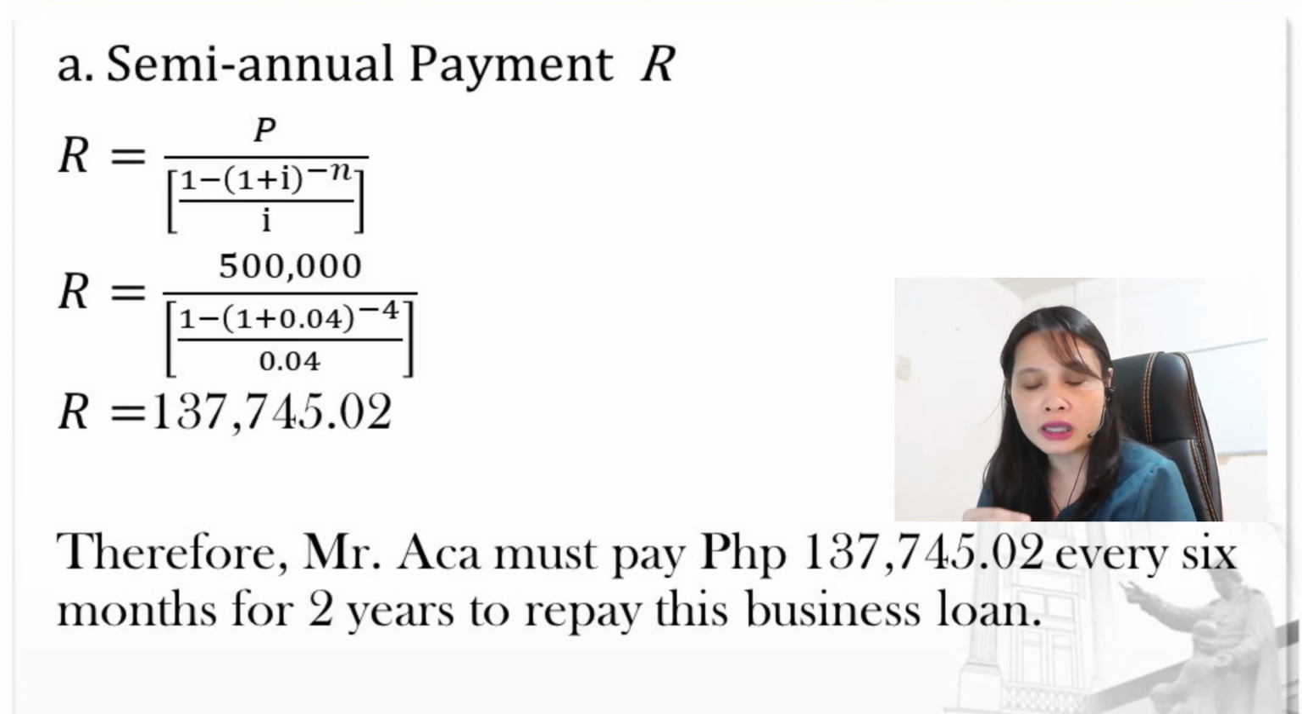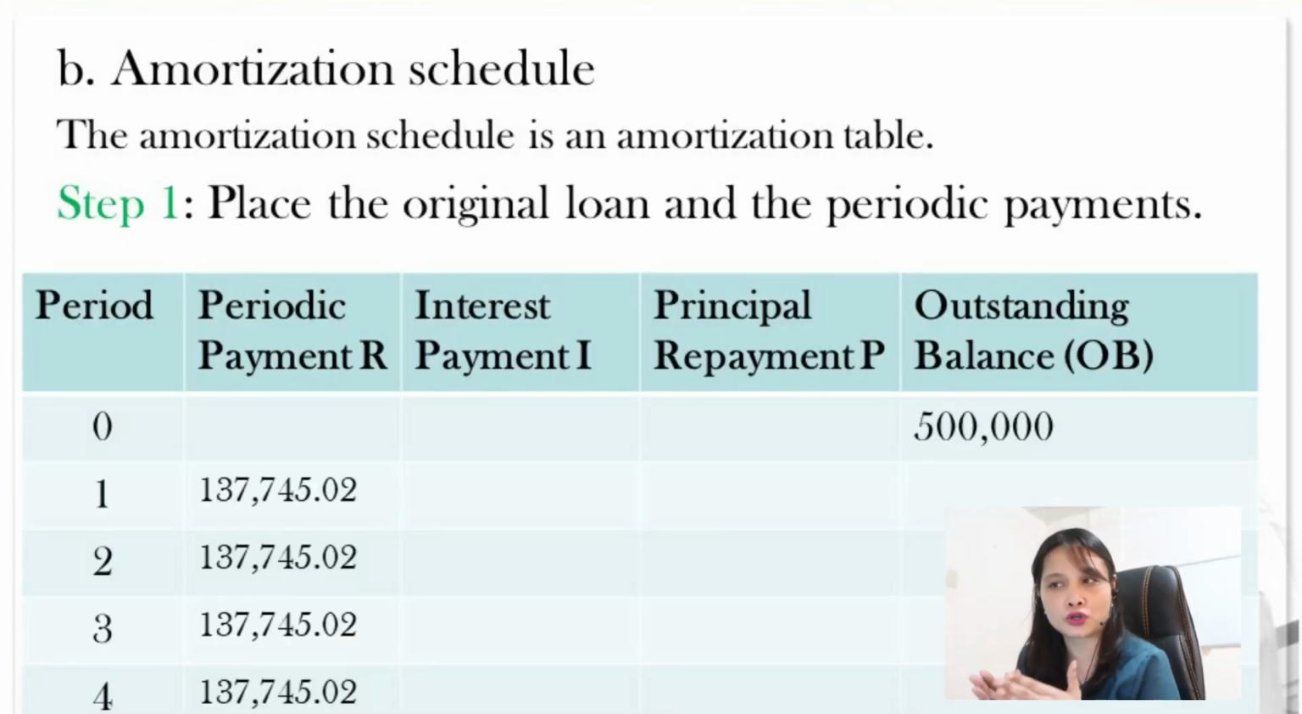Now, after we determine the regular payment, how do we construct an amortization schedule? To construct the amortization schedule, first, place the original loan and the periodic payments. Ito yung periods. How do you determine the periods? Yung N. According to N, that would be 4 periods or 4 terms. So we have 0, 1, 2, 3, 4. The number of periods always starts with 0, kasi doon ka pa lang manghihiram. So you borrow 500,000.